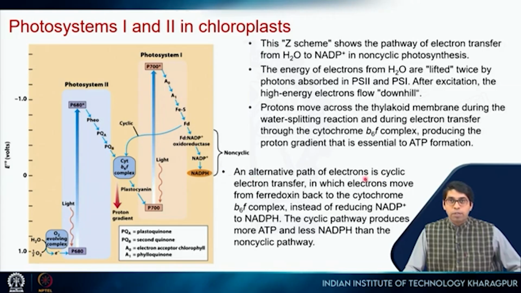An alternative path of electrons is the cyclic electron transfer. So, where it goes up to this ferredoxin and then comes back to the cytochrome, in which electrons move from ferredoxin back to the cytochrome B6F complex. So, instead of producing NADP plus to NADPH, the cyclic pathway produces more ATP and less NADPH than the non-cyclic pathway, right. So, the tuning of this non-cyclic versus cyclic pathway ultimately results in the ratio of ATP and NADPH, and that is something that will become important in the next lecture.